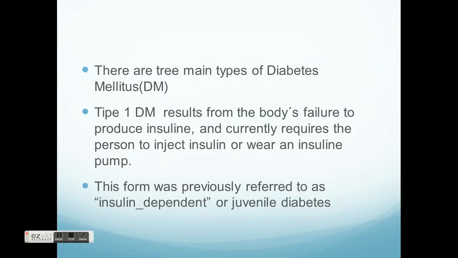There are three main types of diabetes mellitus. Type 1 results from the body's failure to produce insulin, and currently requires the person to inject insulin or wear an insulin pump. This form was previously referred to as insulin dependent or juvenile diabetes.